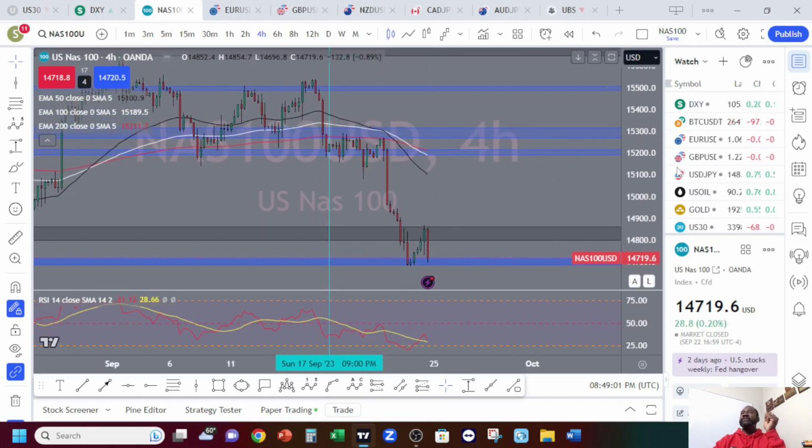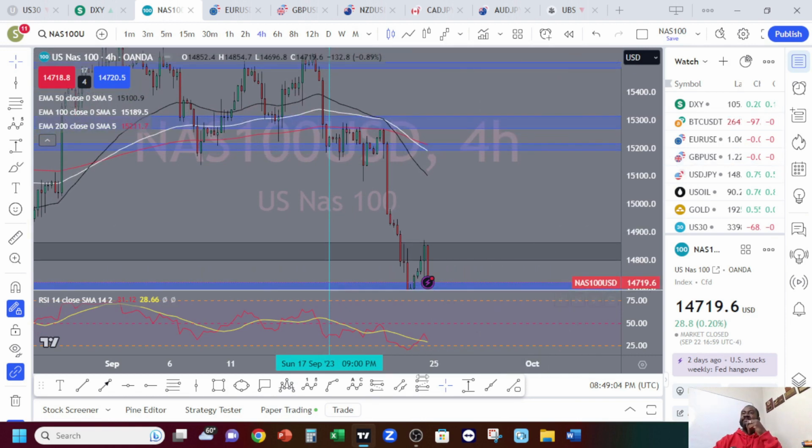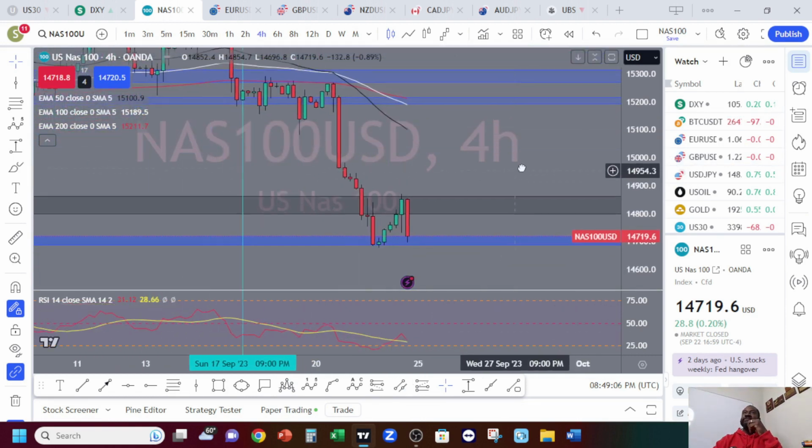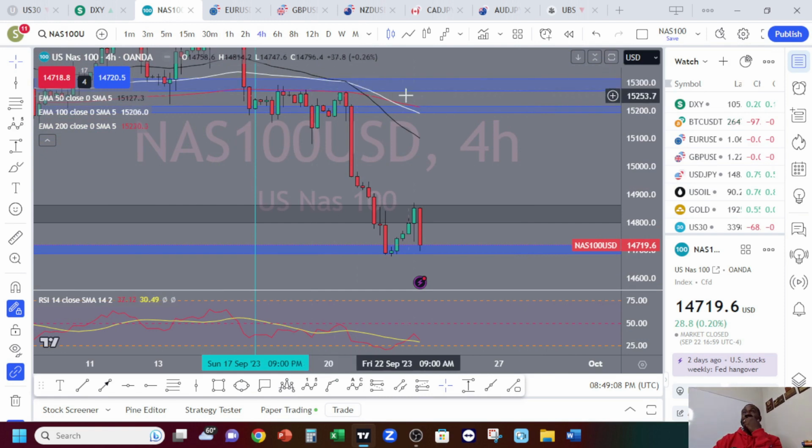Okay, so now in the 4-hour time frame, do you see what we see here when it broke it? Look at the transition here, the 50 EMA bent down, crossed.